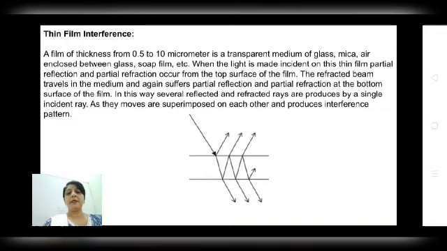Now, coming towards the thin film interference, first of all, I would let you know some examples of thin film interference. Thin film interference is mainly observed in our daily routine life, as we see colors in the soap bubble, colors in the layer of soap oil. These are some of the examples of thin film interference.